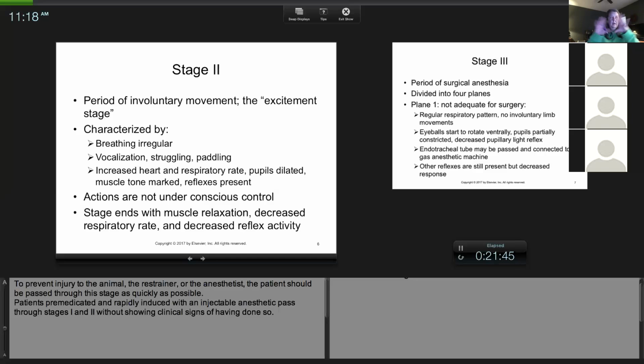So I feel like I've said a bazillion things. The main thing is that you don't want to be in stage 2 for anything. It's a transient phase. We're going from stage 1 to stage 3. A good induction passes right through, and it's called the excitement phase. And this is the stage they should pass through, from sedation to general anesthesia.